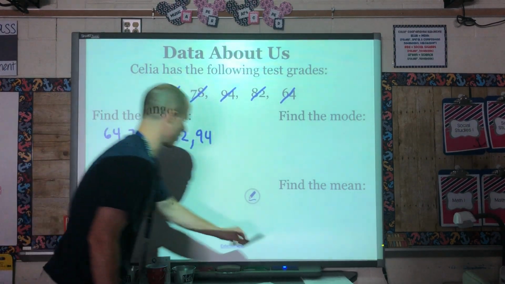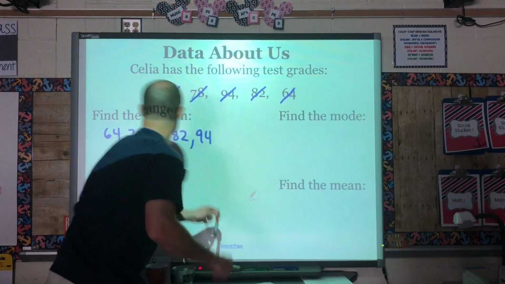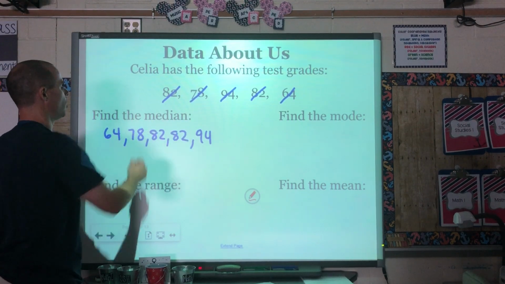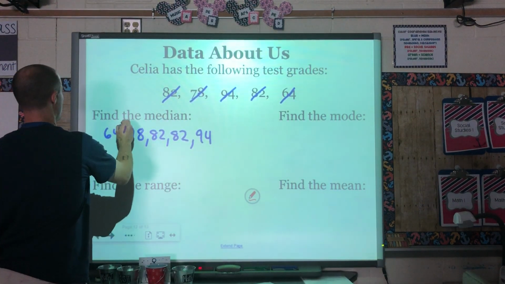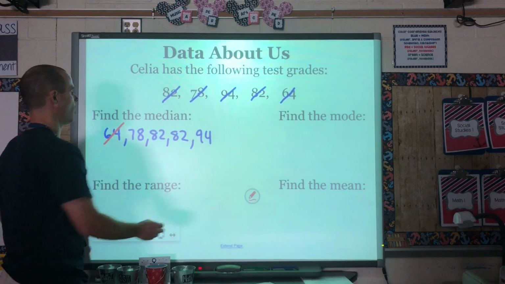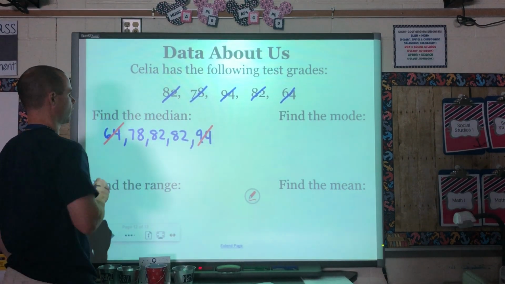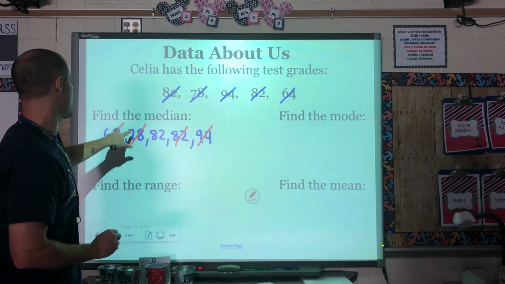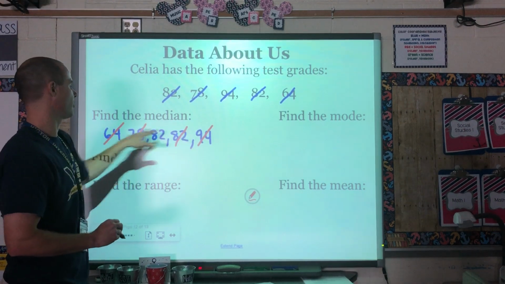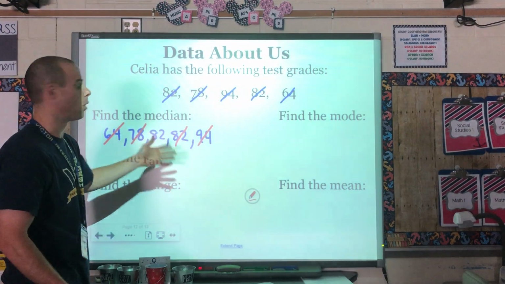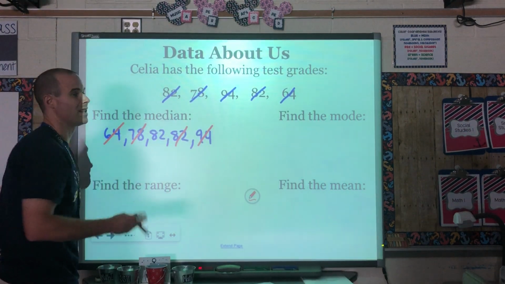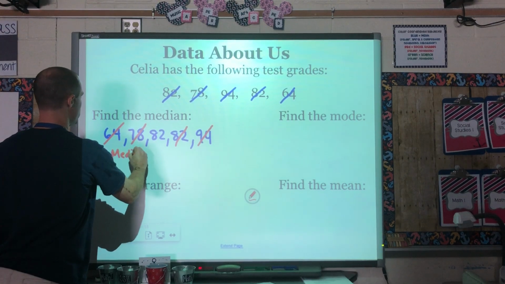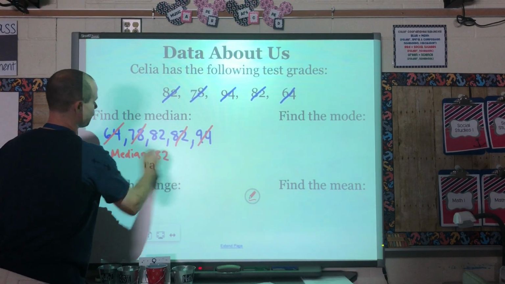Now that I have them in order from least to greatest, we can cross a number off from our low end and our high end until we get to an exact middle. So I can cross my lowest data off, my highest test score off, my next lowest, my next highest. You can see I have two scores crossed off on each side and one left in the middle. That means this 82 is the exact middle number of our data. So the median in this case would be an 82.